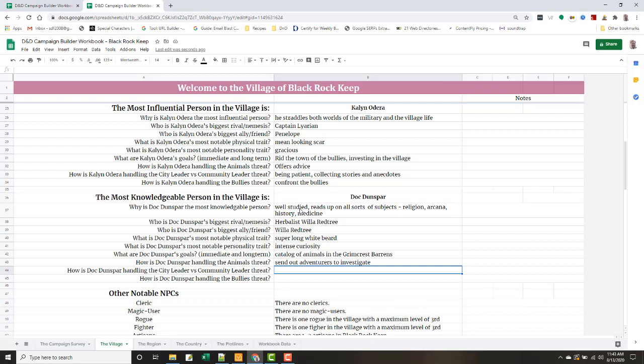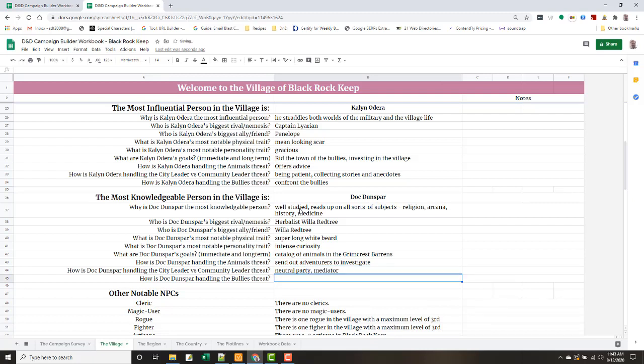How is Dunspar handling the city leader versus community leader threat? So he's going to be the neutral party in this. He has to work with the military. He has a good relationship with Captain Liarian. He has a good relationship with Kaelin. So he's the mediator in this threat.